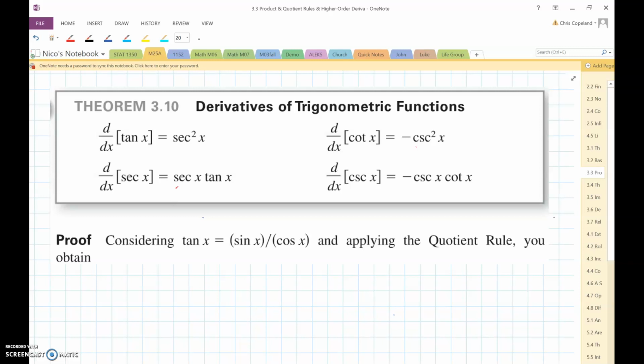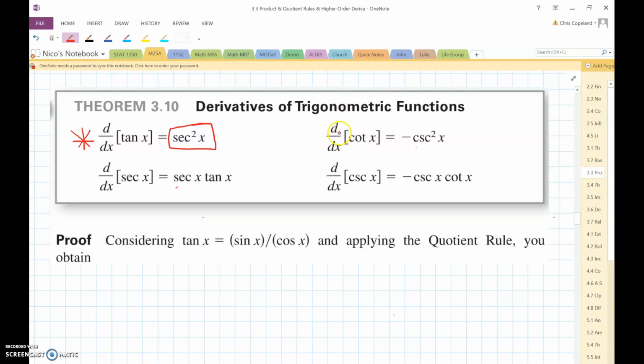Derivatives of trigonometric functions. So here are 4 rules for derivatives. The first one says the derivative of tangent of x with respect to x is equal to secant squared x. So again, we'll go through the proofs for some of these. But for now, you're going to want to just memorize these rules.